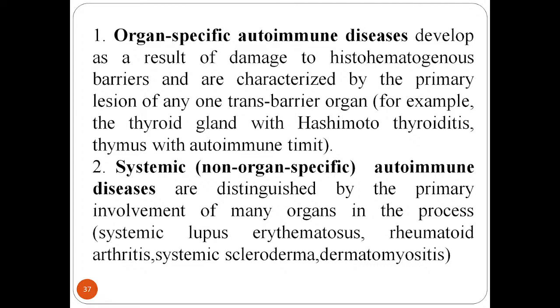Organ-specific autoimmune disease develops as a result of damage of histohematogenous barriers and is characterized by the primary lesion of any one transbarrier organ.